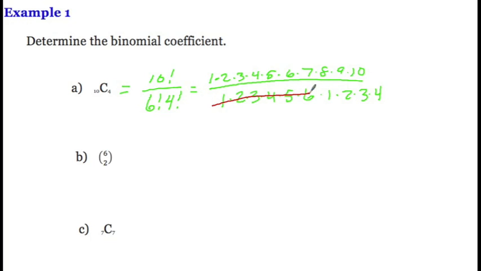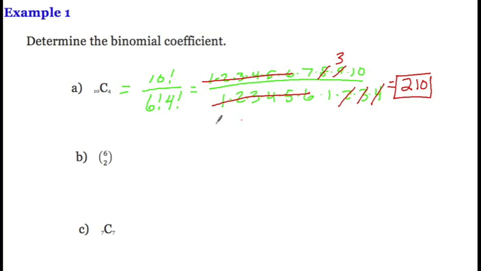1, 2, 3, 4, 5, 6 reduces with 1, 2, 3, 4, 5, 6. Let's see, 2 times 4 is 8, and 3 goes into 9 3 times. So when I simplify all that, everything in the denominator cancels out. 7 times 3 times 10 is 210, which would be that answer.